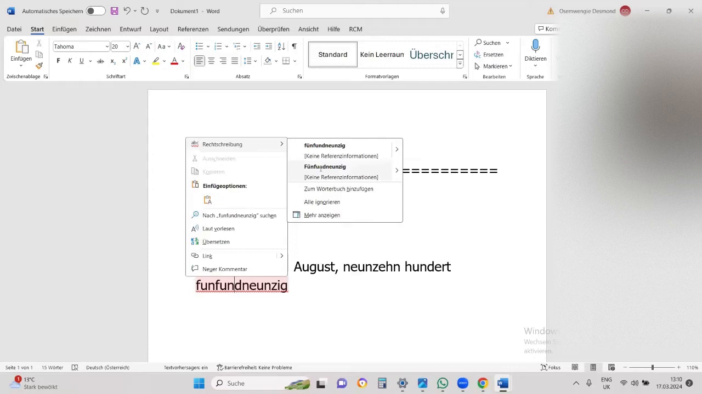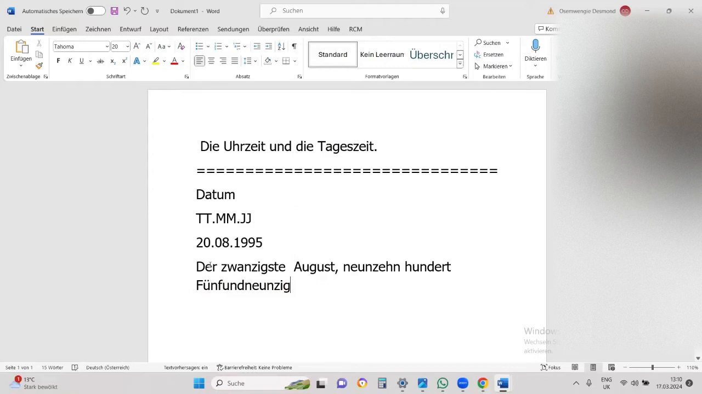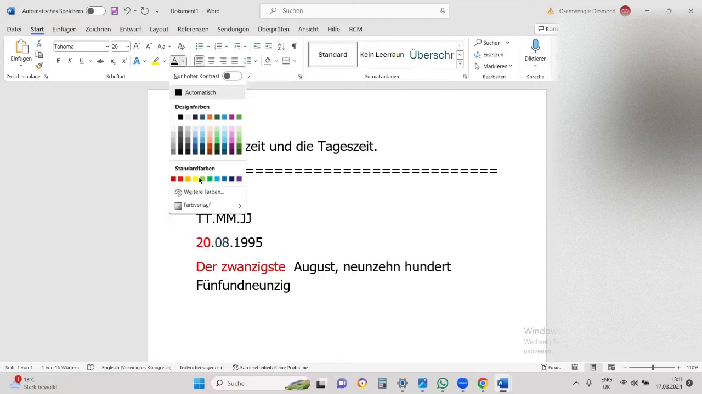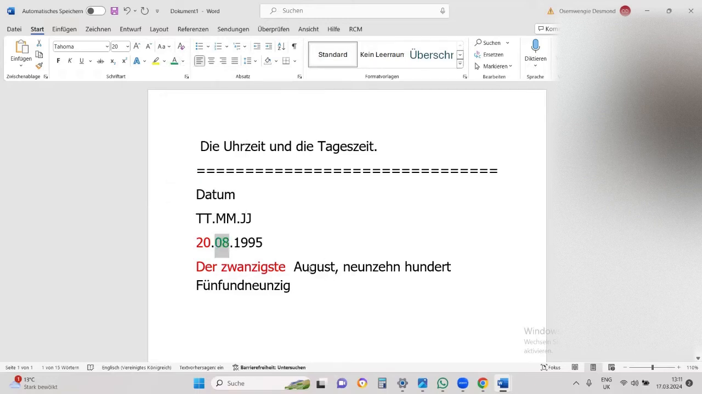So the first number tells you about the day, and the 8 tells you about the month. What month is it? It is August. And the last number tells you what year it is. That is the year. So, the twentieth of August 1990.